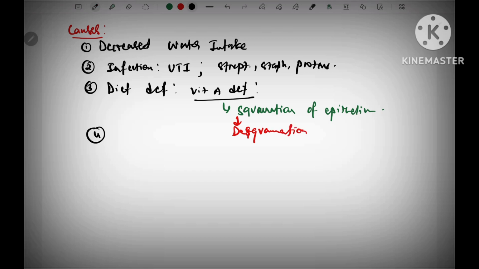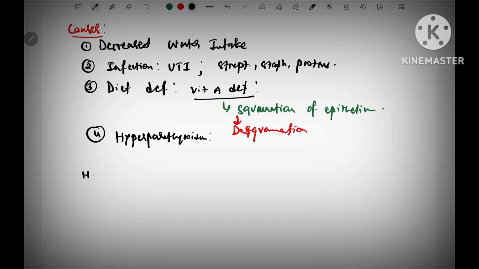Now the fourth cause is hyperparathyroidism. We learned a mnemonic known as SOT, yellow hotel. If there is hyperparathyroidism, then it causes osteoporosis, and if there is low parathyroid hormone, then it causes tetany.